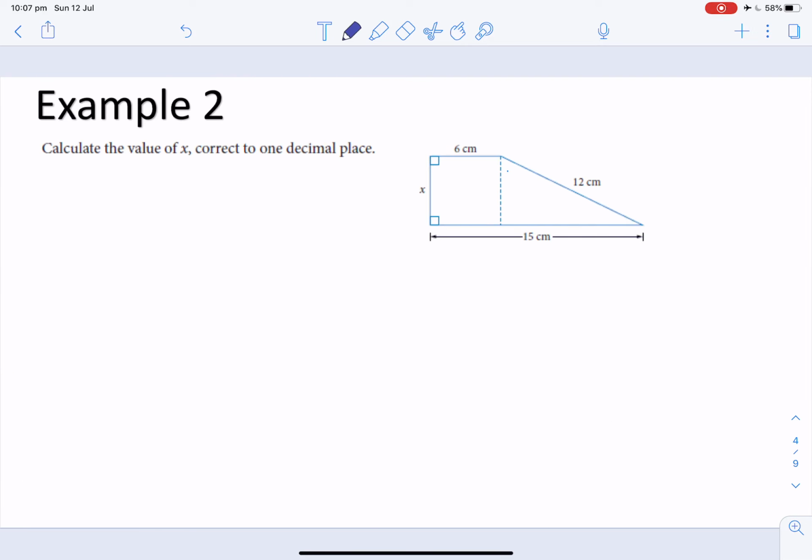All right, example number 2. Composite shapes. Calculate the value of x correct to 1 decimal place. So looking at this, I have a triangle and I have a rectangle. I have checked it is a rectangle, it's not a square. So I have 3 sides and I have a couple of unknown sides. First of all, I need to find my x value. And I know that with a rectangle, the length of one side is the same as the length of the other. Therefore, this is x.